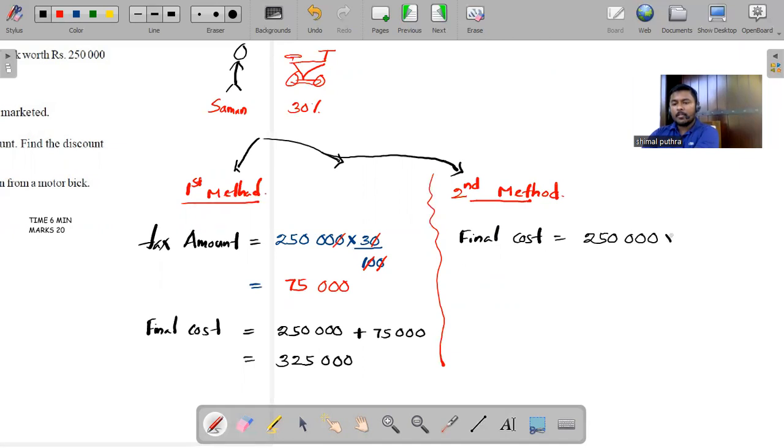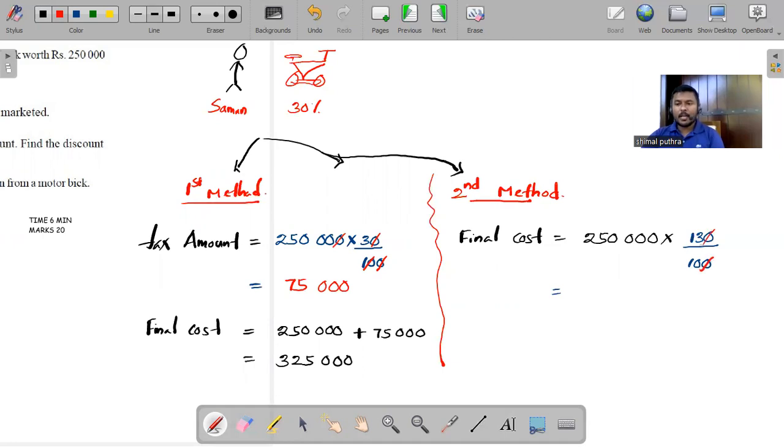If someone couldn't watch the previous video, model paper number 1, please watch it quickly because I explain it in that one. 2,50,000 into 130%. Because he paid 30% for the custom. He already paid 100 rupees for the foreign country. Then we can simplify. In this method, we can find the answer in one step. No need to waste the time.